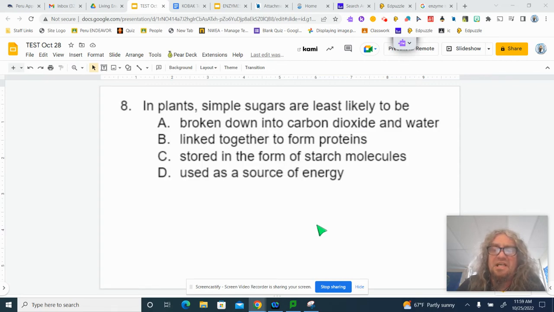In plants, question eight, in plants, simple sugars are least likely to be A, broken down into carbon dioxide and water, B, linked together to form protein, C, stored in the form of starch molecules, D, used as a source of energy.